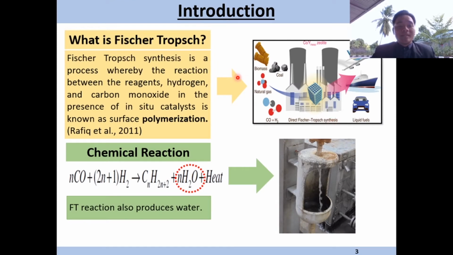So Fischer Tropsch reaction is actually a synthesis process whereby a reaction between reagents, hydrogen and carbon monoxide, in the presence of catalyst is known as the surface polymerization. As shown in the chemical reactions, the combination between carbon monoxide and hydrogen produces long chains of hydrocarbon, but this produces water as a byproduct, as shown in these figures. It's in a white form of water because of its oily structure.